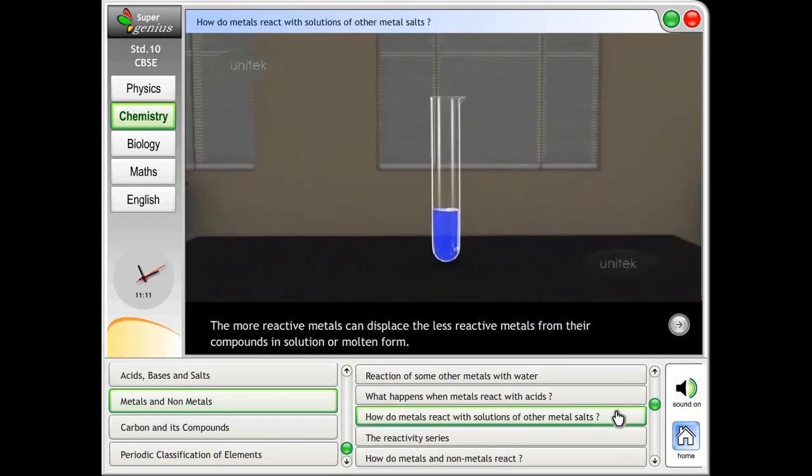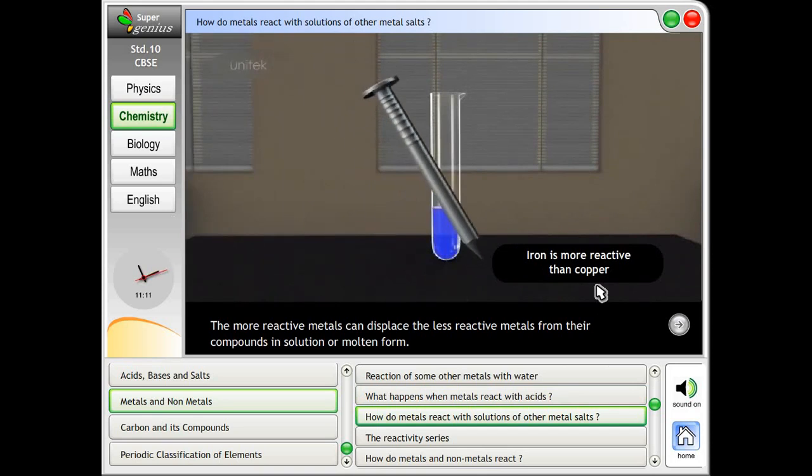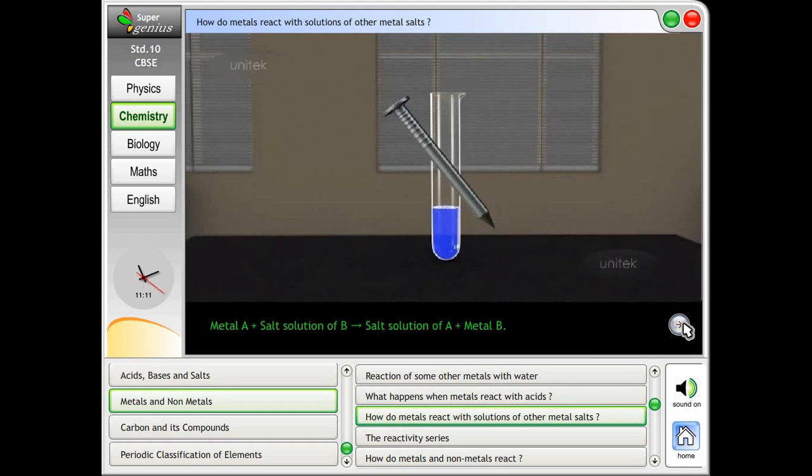How do metals react with solutions of other metal salts? The more reactive metals can displace the less reactive metals from their compounds in solution or molten form. Metal A plus salt solution of B gives salt solution of A plus metal B.